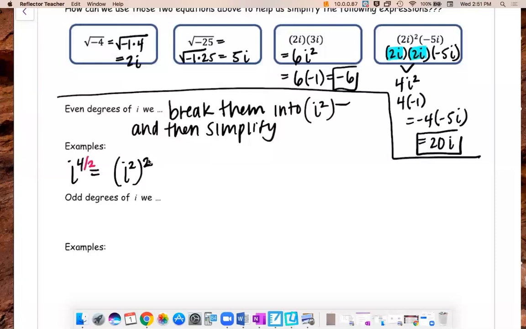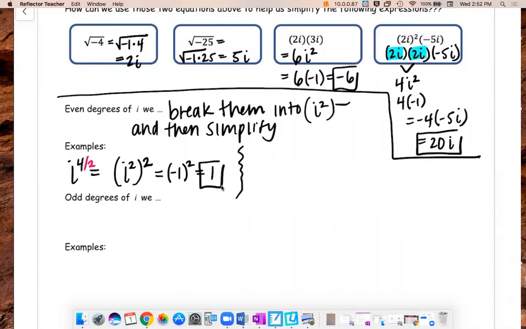And then what we do is we replace this i squared with -1 because we know that's what it equals. So then I can write this as -1 squared. And then if I do -1 squared, -1 times -1 becomes a +1, and that's my final answer. So i to the 4th power equals 1. Okay, let's do another one.